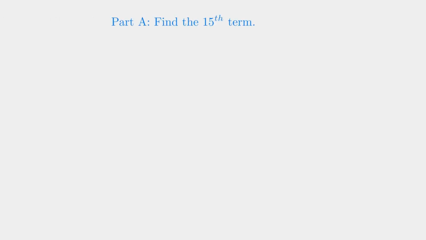Let's start with part A. Finding the 15th term, or U15. First, let's identify our known values. So we always start with what we know. We are given the first term U1 as 7, the common difference D is equal to 3, and since we want U15, our formula as always is Un is equal to U1 plus n minus 1 times D.